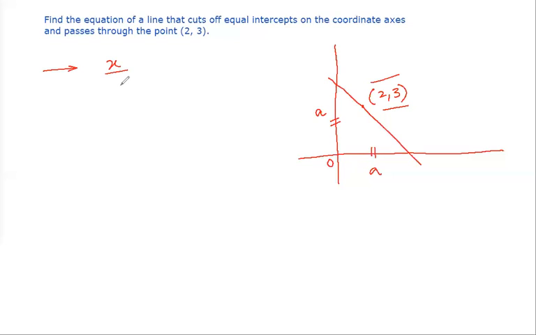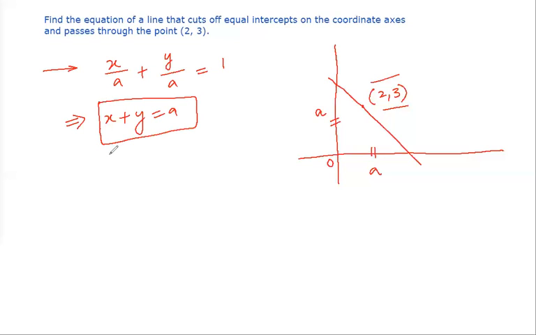What is intercept form? x upon a plus y upon b is equal to 1. But b is also a, so x upon a plus y upon a is equal to 1. Multiply the whole thing by a, it becomes x plus y is equal to a. Am I right? Right, students, or not?